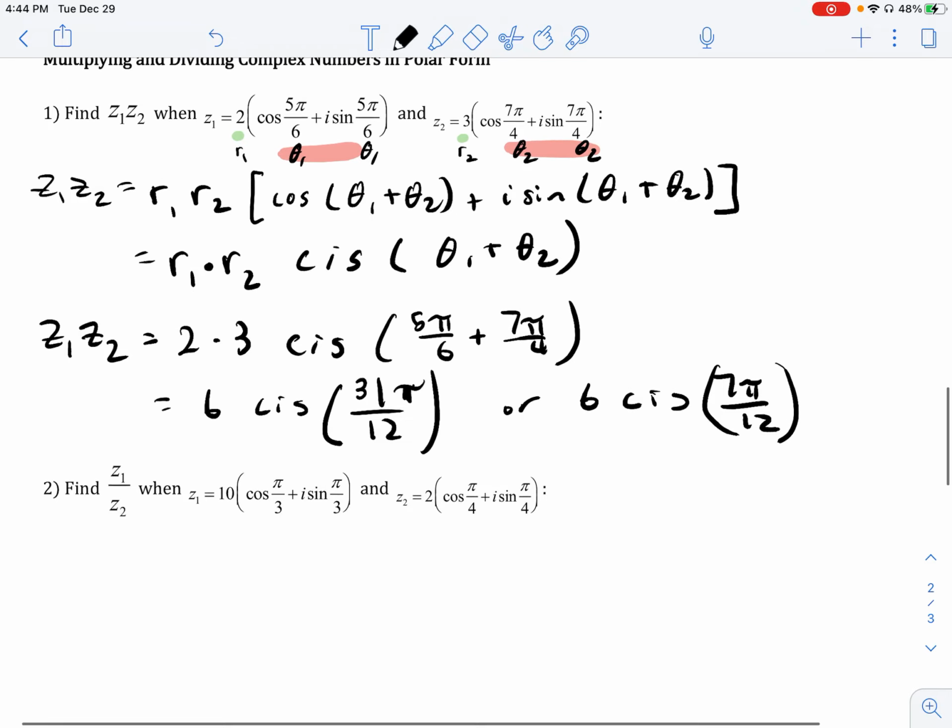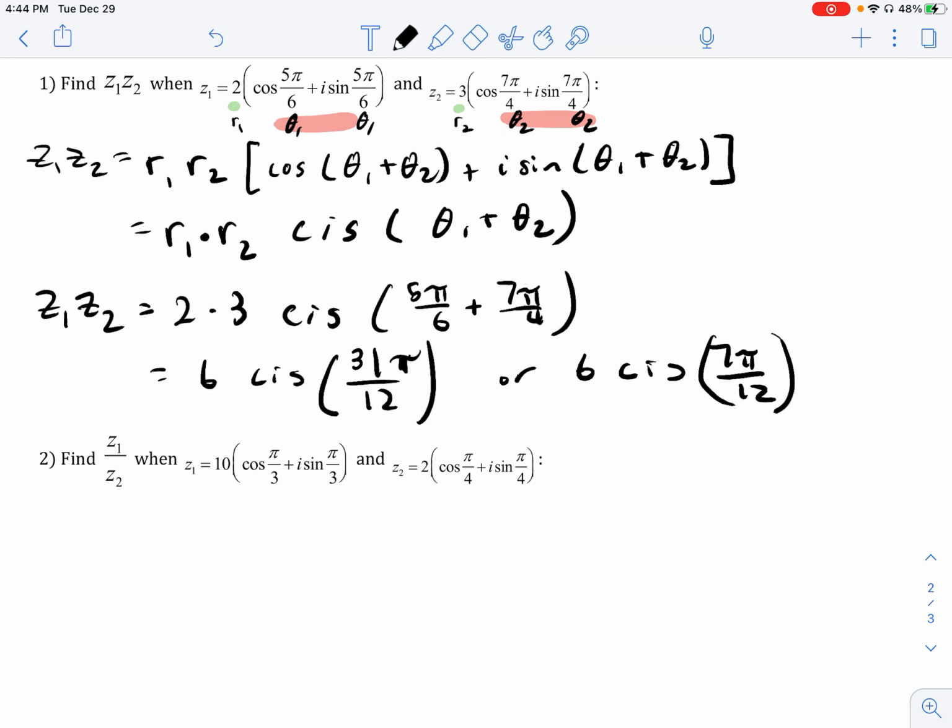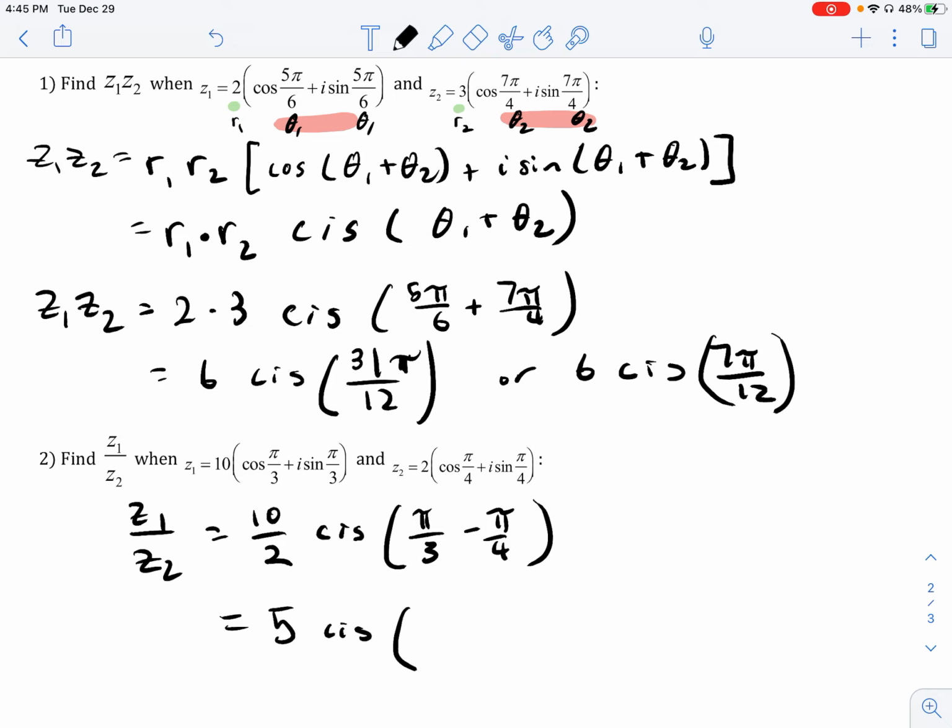Well, I'm not going to fully explain the entire process for how we derive the formula for dividing two complex numbers, but it's pretty similar. To do z1 divided by z2, it's the same process, but with division, meaning we're going to divide our two moduli. So in this case, we're going to go 10 divided by 2, cis. And again, if you were to expand these all out, what you would see is that we are going to subtract our angles. So we're going to say first angle, pi over 3, minus the second angle, pi over 4. So the quotient of these two complex numbers would be 5 cis, and this would be 4 pi over 12 minus 3 pi over 12, which is just pi over 12. So there is the quotient of these.